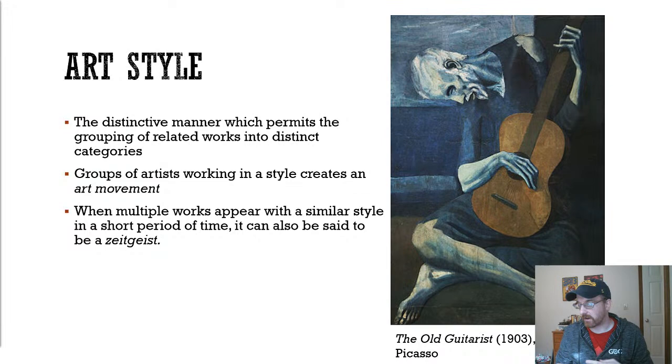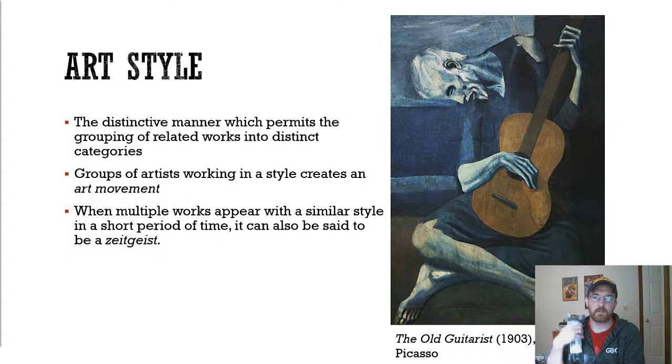And this is where we get to talk about art style. So what is an art style? It's a distinctive manner which permits the grouping of related works into distinct categories. Okay. So what does that mean? Well, it's if a group of artworks have some similar component such that they constitute a trend in an artwork.